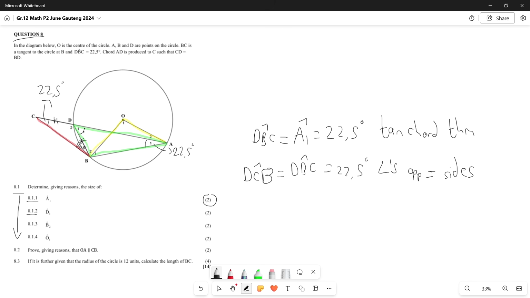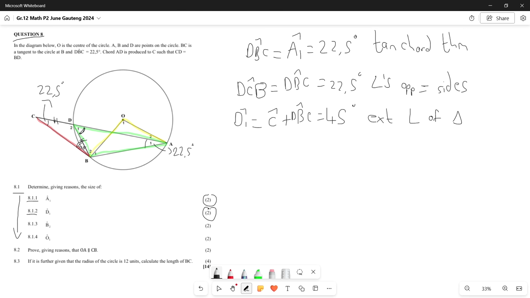And if we want D1, like they were asking for, D1 is the exterior angle of a triangle, which means that D1 equals C plus B over here. We could do interior angles of a triangle, get D2, and then do angles on a straight line to get D1. I know that's often an easier way that most of my students prefer, but if we do see it straight away, D1 equals C plus B over there, which means that D1 equals angle C plus DBC equals 45 degrees, because this one is 22,5, this one is 22,5. Together they add up to 45 degrees, and this is because exterior angle of triangle. And that just earned us 2 marks over there.